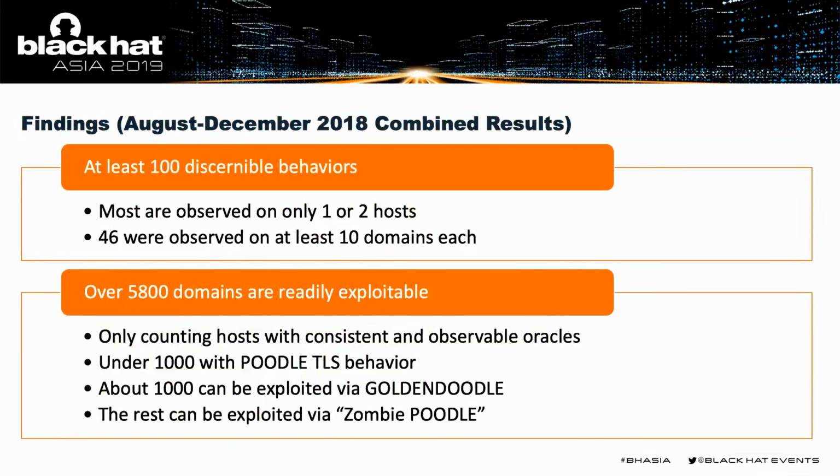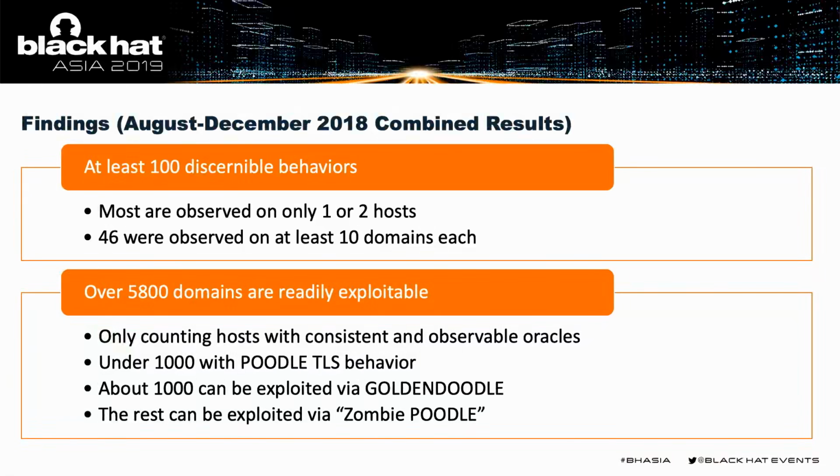The first scans that I did were conducted between August and December 2018, and I was able to identify 100 different behaviors among all of the targets. A lot of these were one-offs or two-offs, meaning just one server happens to have an EOF for this one error, none of the others do. But there were actually 46 of them that appeared on at least 10 servers.